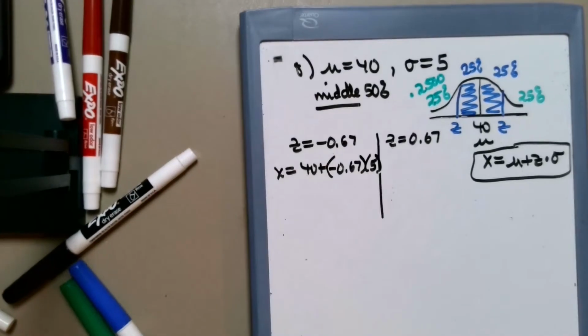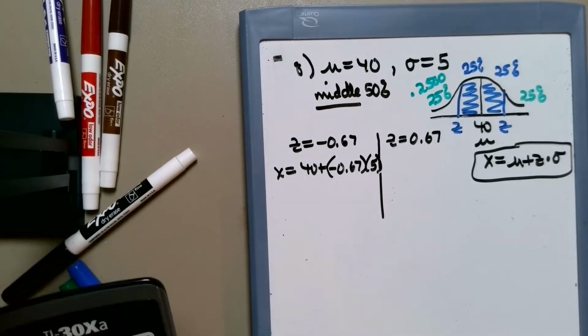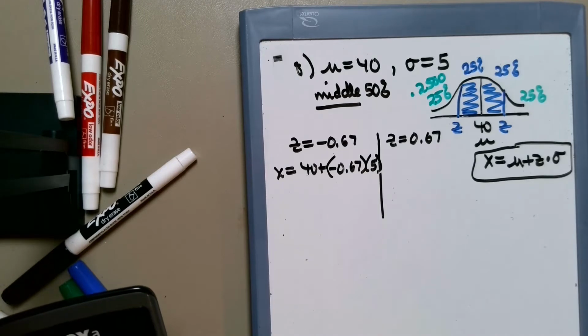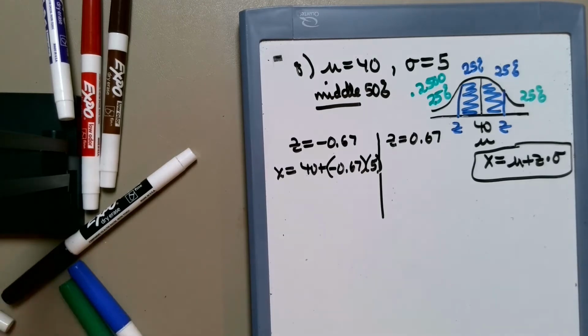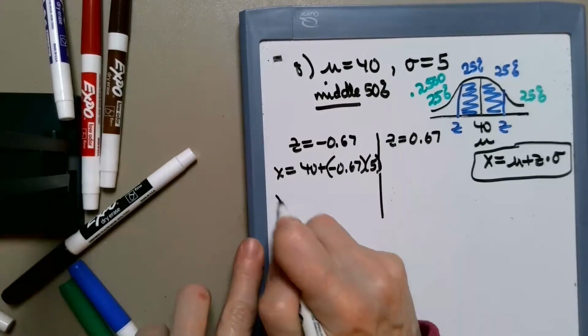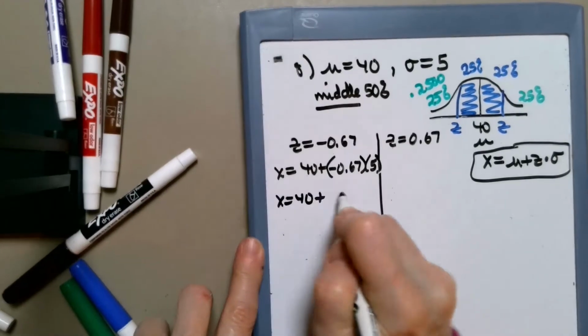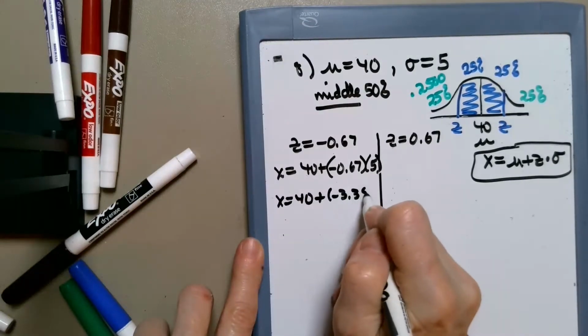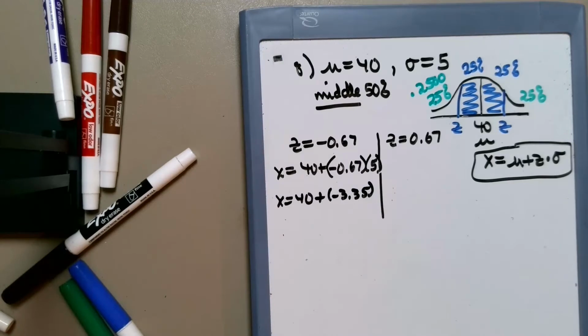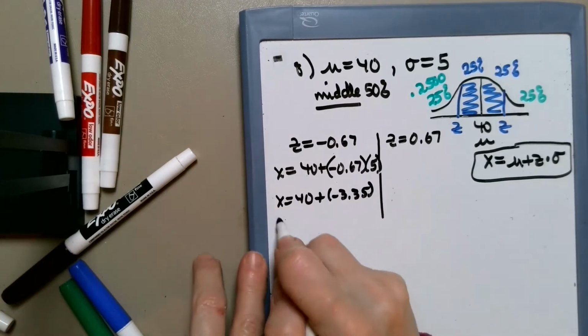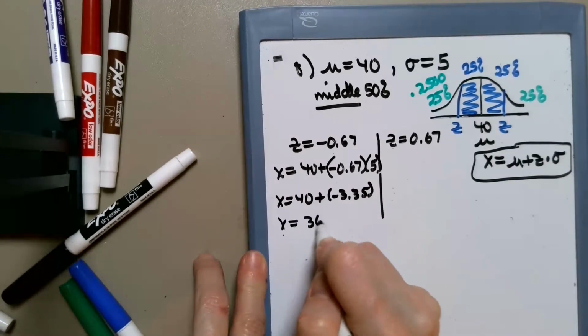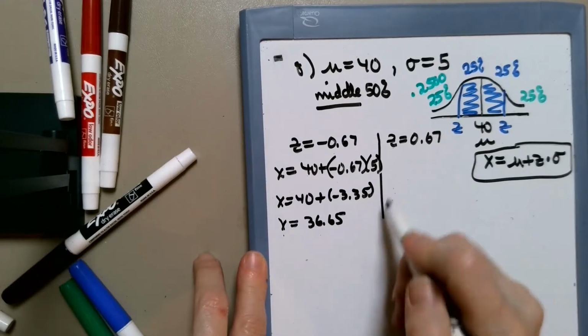Order of operations says you multiply first. So I'm going to take negative 0.67 times 5. That's going to give you negative 3.35. So 40 plus negative 3.35. This is money, so this would give you 36.65.